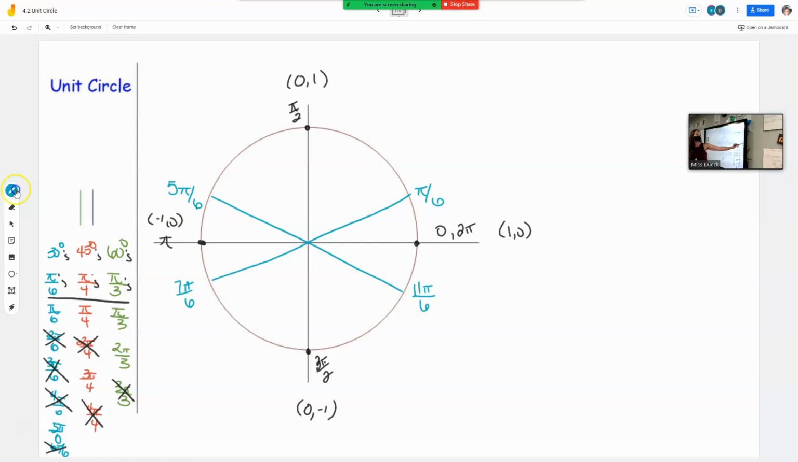I want you guys to see how many of these other ones you can come up with. If I'm thinking about fourth pies, or if I'm thinking about third pies, how many can you label?